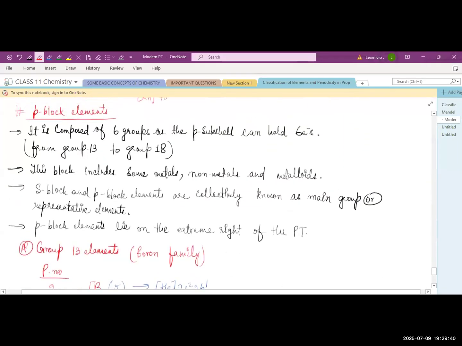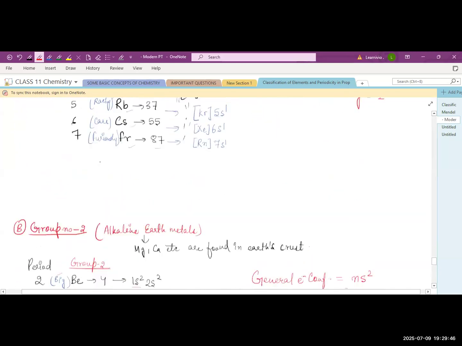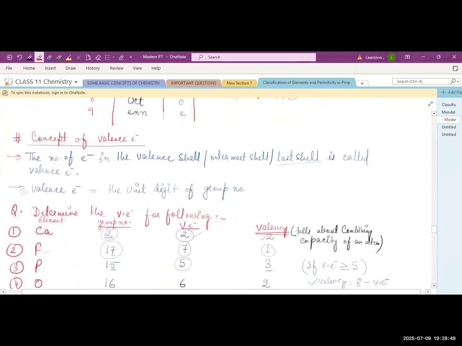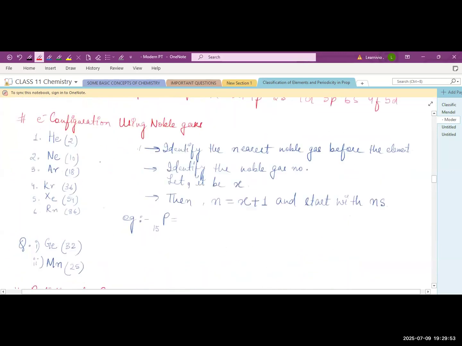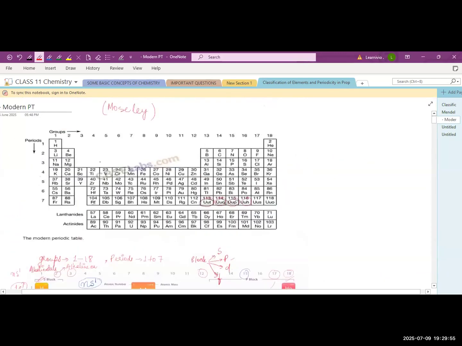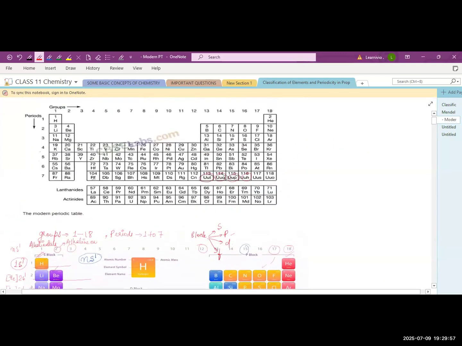Next is your p block elements. These are the p block elements which are located on the extreme right of this periodic table, from the boron family, group number 13, to group number 18, the noble gases.